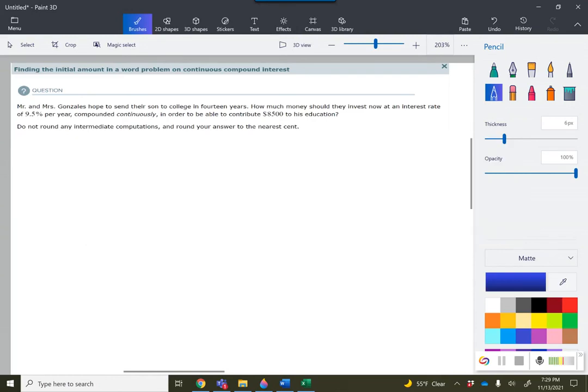So here we're finding the initial amount in a word problem on continuous compound interest. So the first thing we need to know is they told us in both the topic as well as in the question that we are going to be using continuous compound interest.